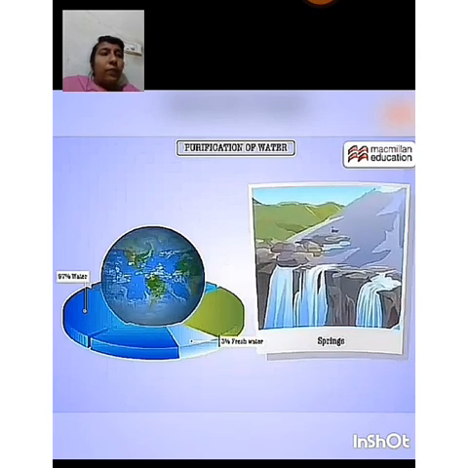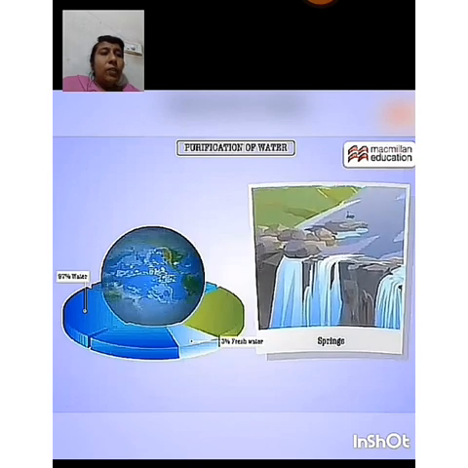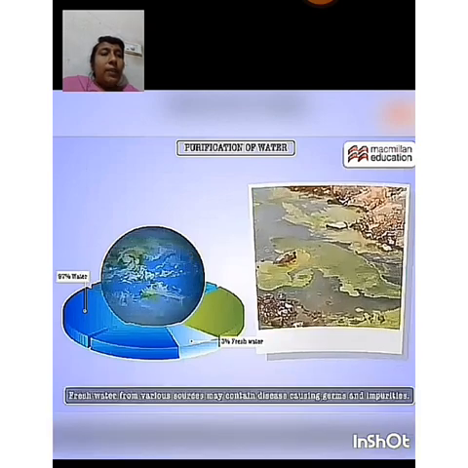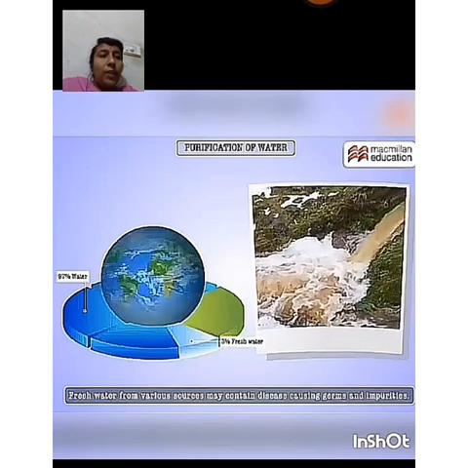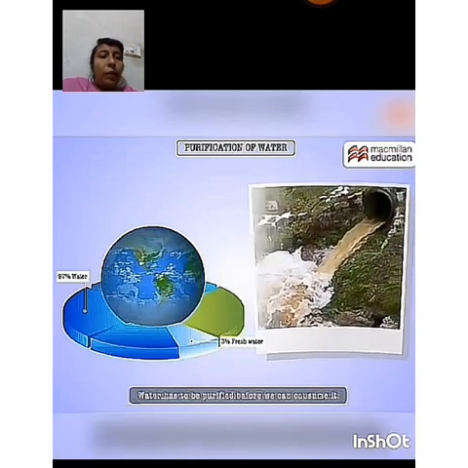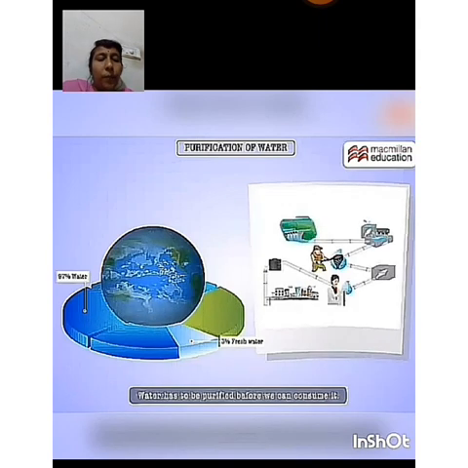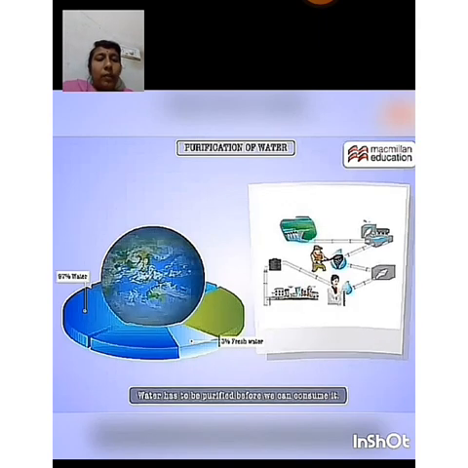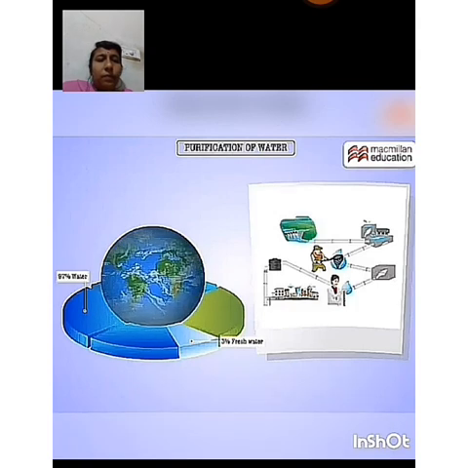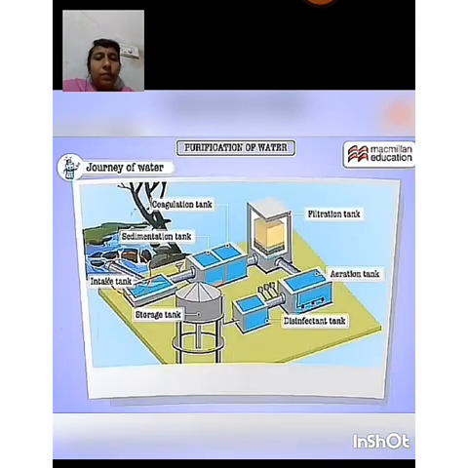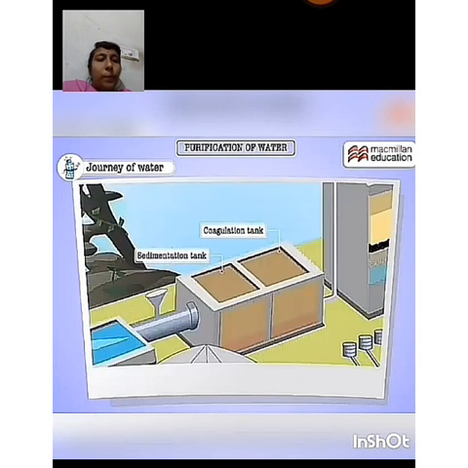Fresh water from various sources may contain disease-causing germs and impurities. Large-scale water purification is done before it reaches our home. So let's see the journey of water before it reaches our home. Here is a simplified diagram of a water treatment plant. Fresh water from rivers and lakes is taken through pipes.